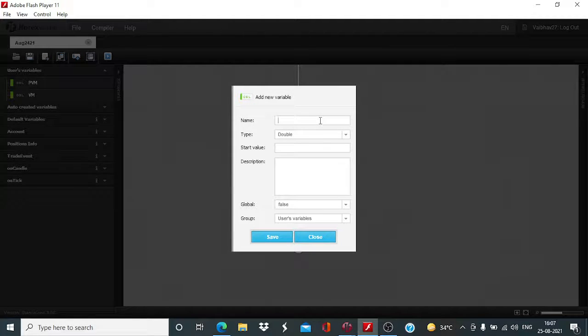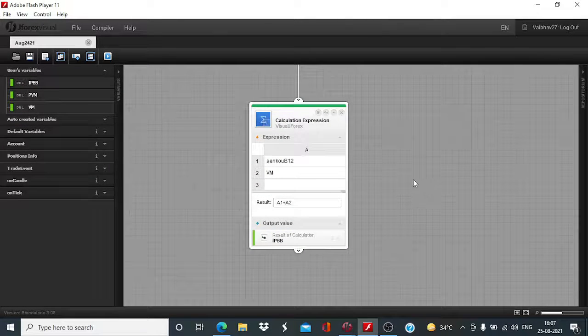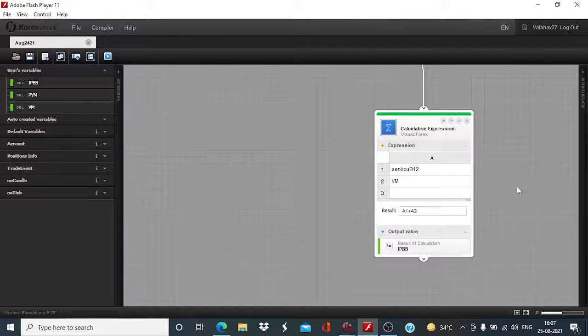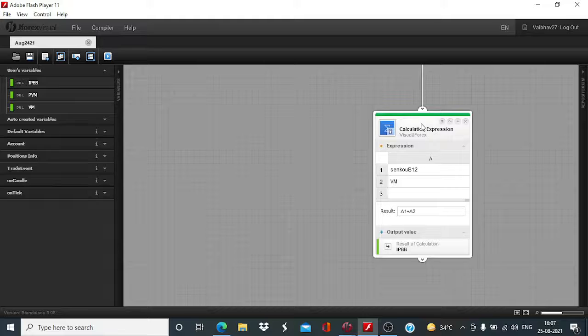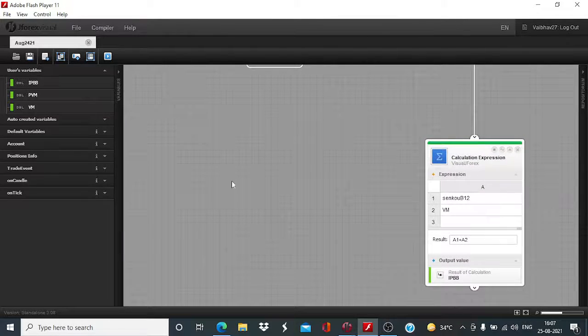So I will name it Ichimoku price band for buy. This is for the buy trade. When we will be defining the sell side, we will have to deduct these 15 pips from the Senko B. Okay.